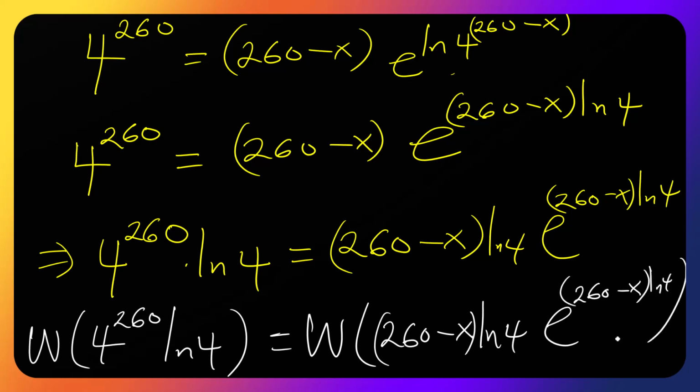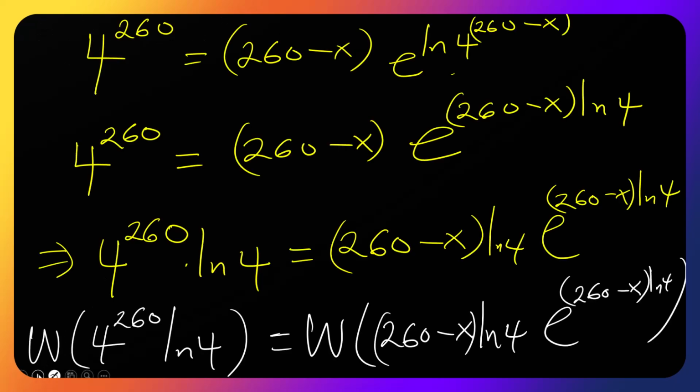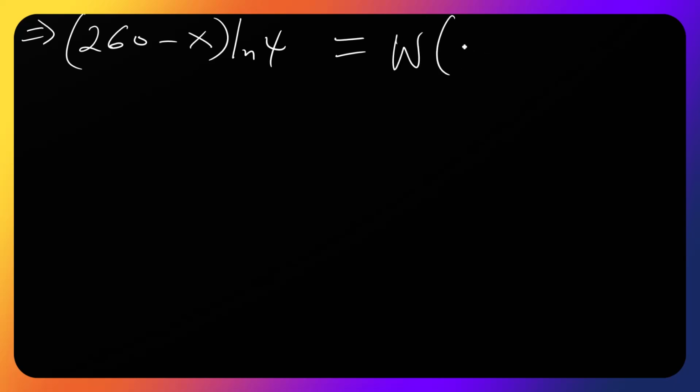Remember, my right hand side will be one of this when we take the W function. So let me start with that: 260 minus x times ln of 4. So that's the right hand side. And my left hand side is this one, the W function of 4 to the power 260 ln of 4. Okay, so let's check.